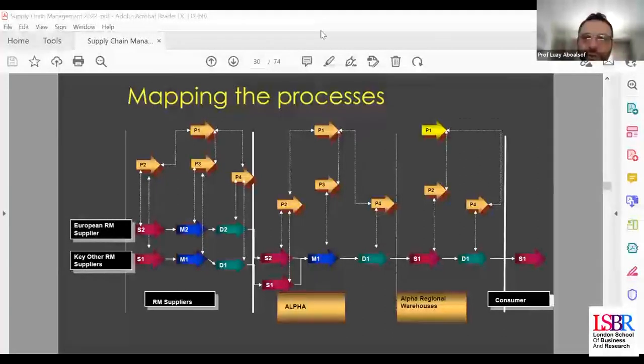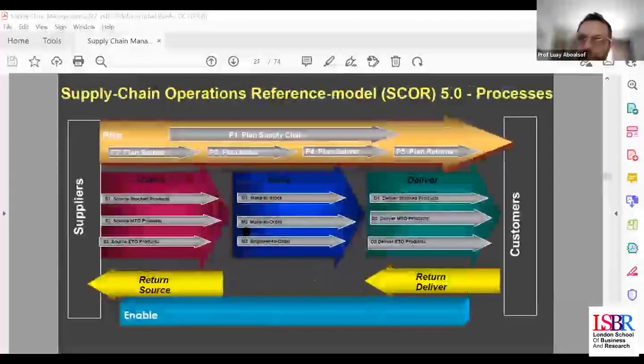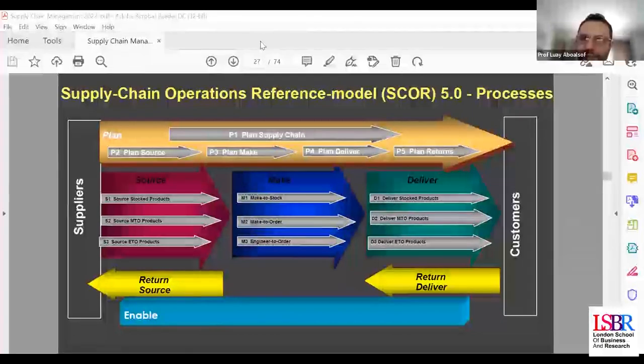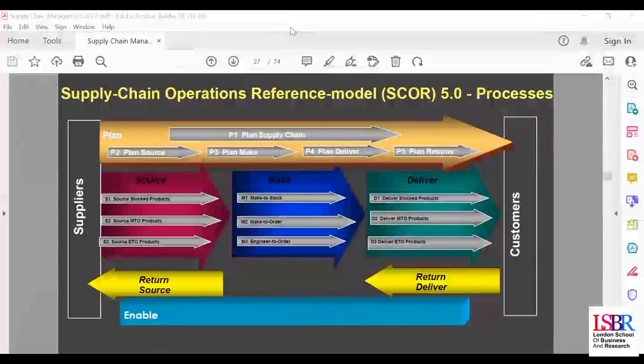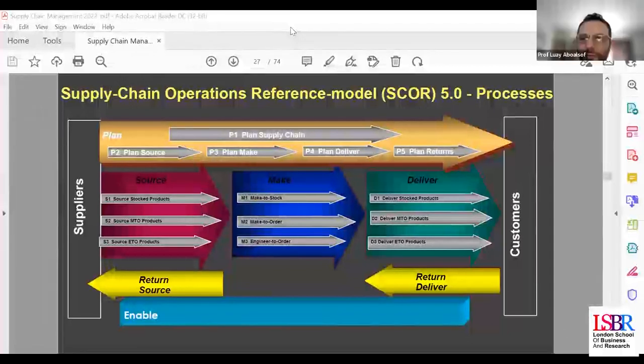Sorry, has anyone got any questions? Regarding just generic questions, if you have any regarding the SCOR, you can see it on the screen. I would do the exercise, but I'm just talking about supply chain in general. Any questions? I don't think so, which is great.